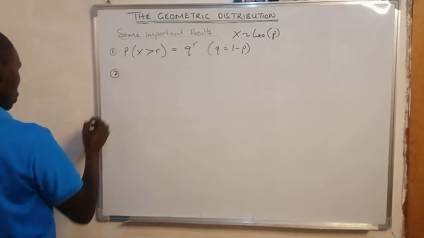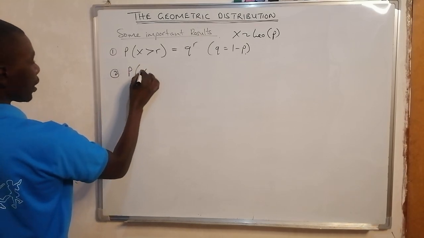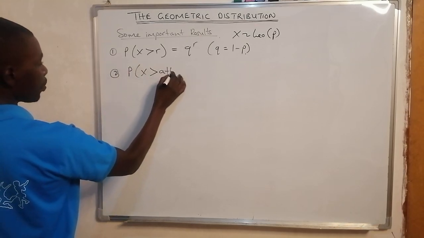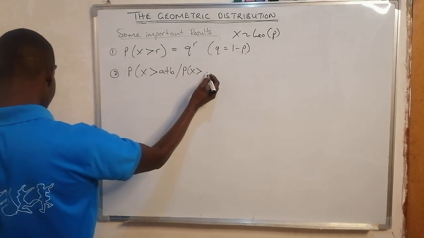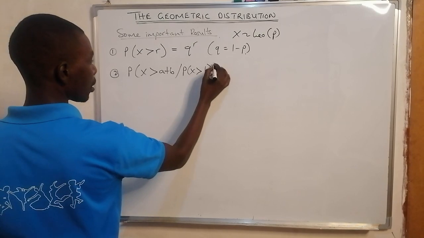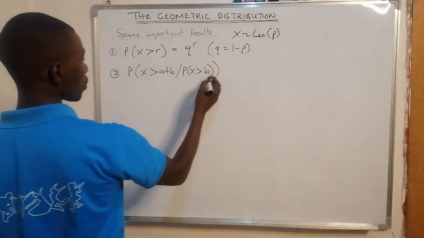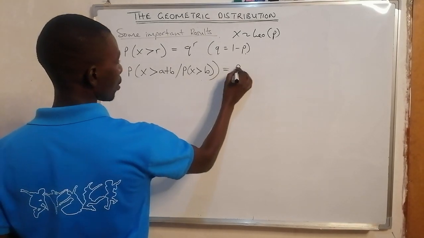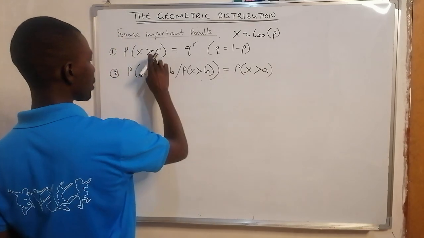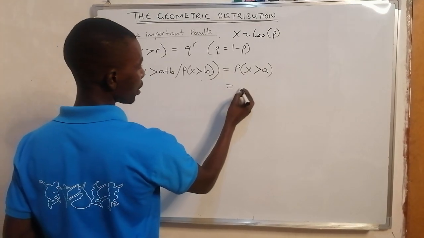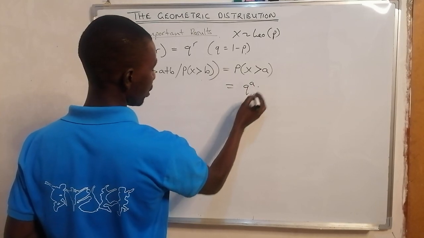Then result number two, let's say we are given P of x is greater than a plus b given P of x is greater than b. This one, b and b will cancel each other, so we will remain with P of x is greater than a, and remember this one will be the same as this one, that will be q to the power a, right?